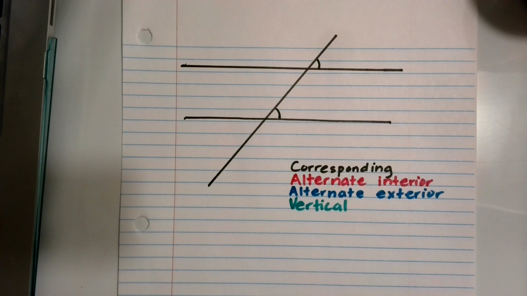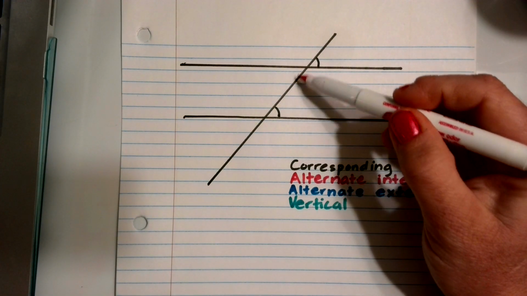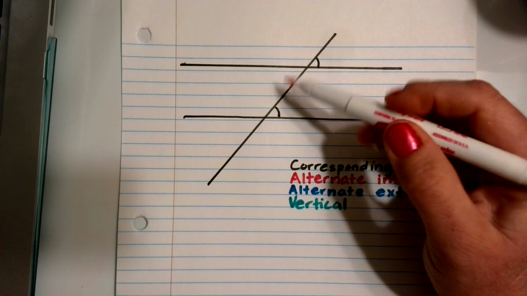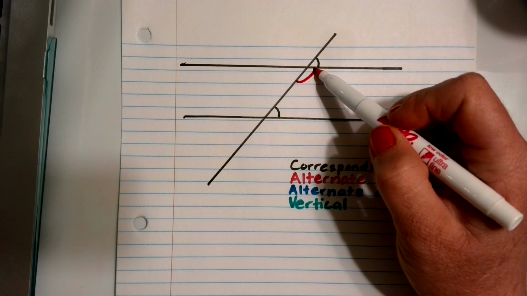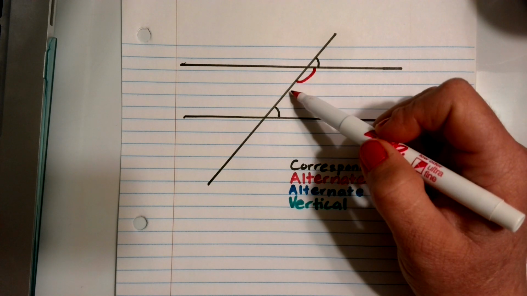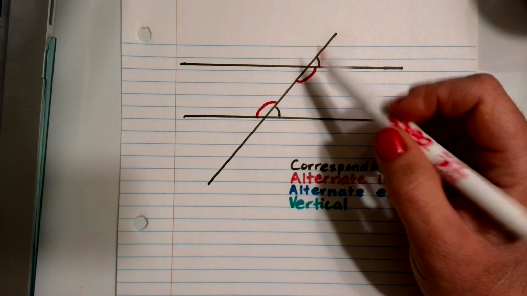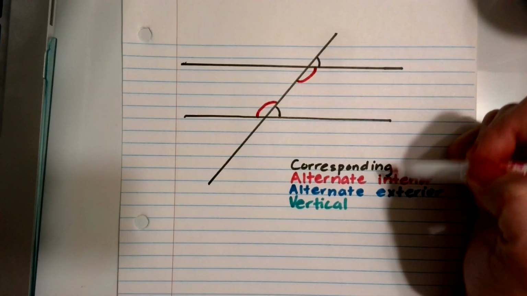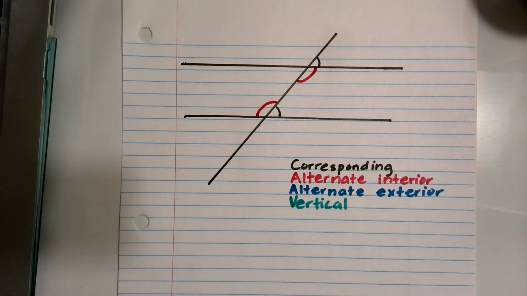Now let's talk about interior angles. Interior angles are the ones inside the parallel lines. Now, if they are on opposite sides of the transversal, we're going to call them alternate angles. They're going to be interior angles because they are inside these parallel lines, so they're alternate interior angles.